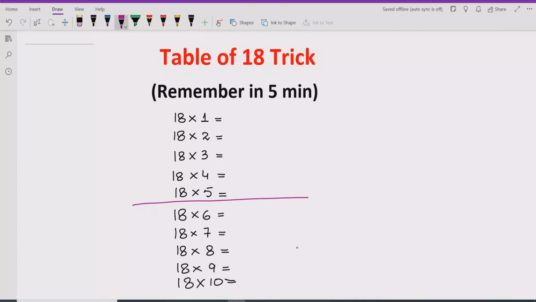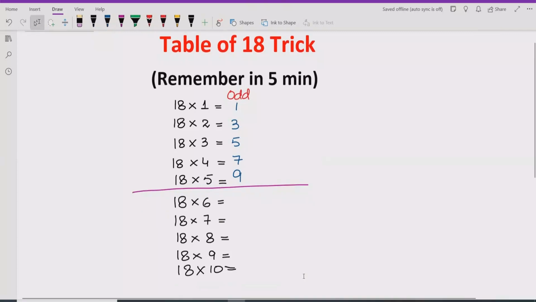Now we have to write the odd numbers first. In this line we will write the odd numbers. The odd numbers are 1, 3, 5, 7, 9. And in the second part, we have to write the even numbers after 9, just like 10, 12, 14, 16, and 18, right? And now we have to write the even numbers from 0.